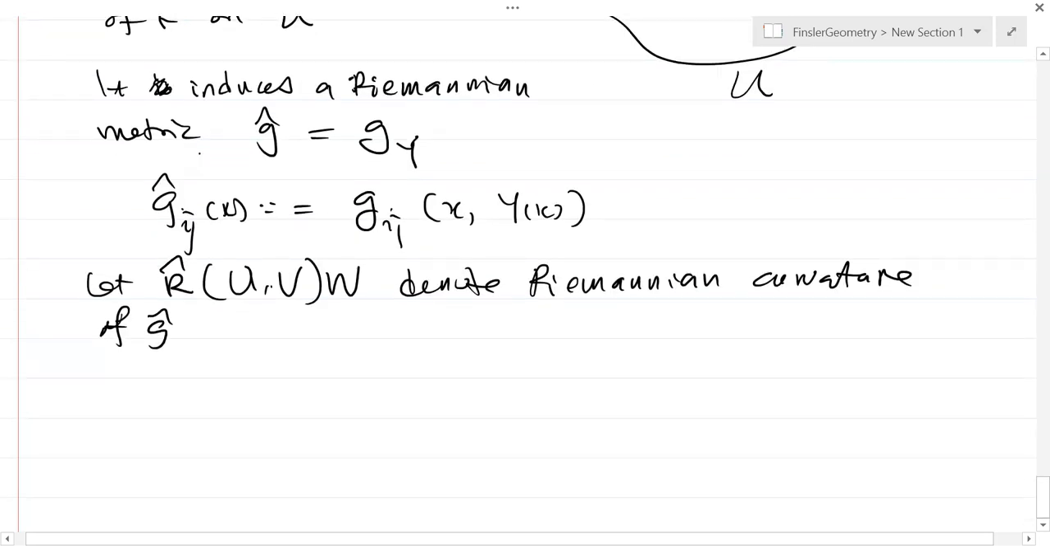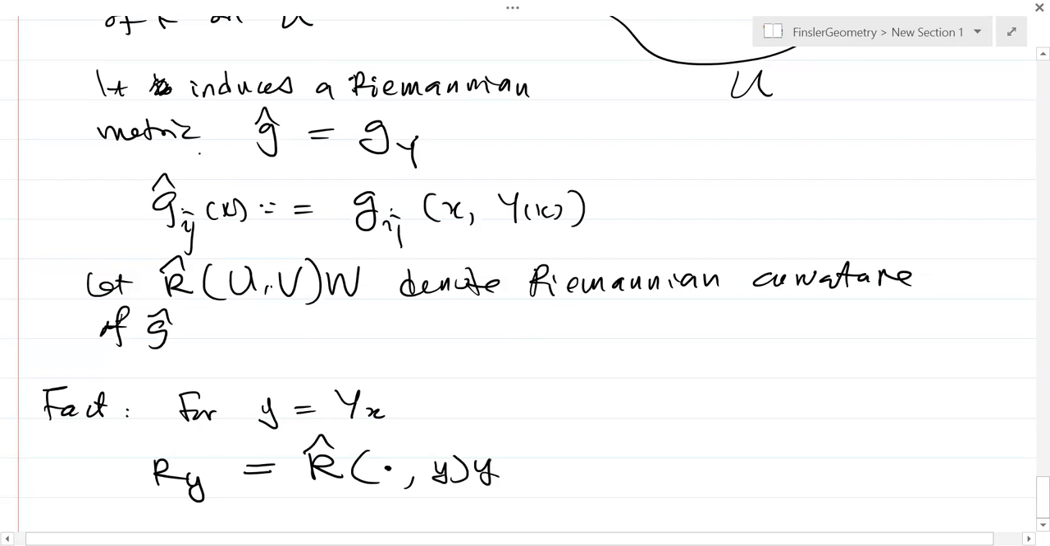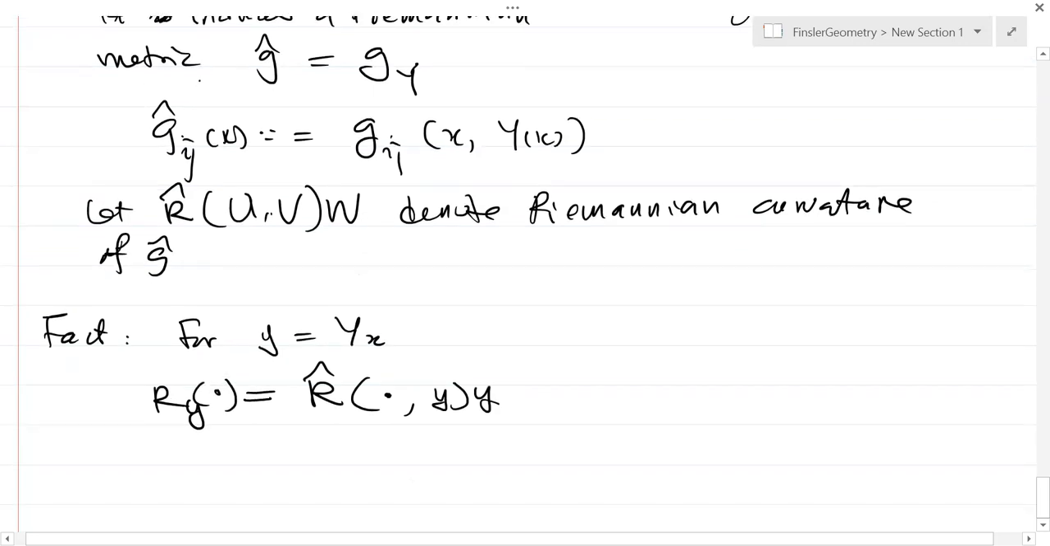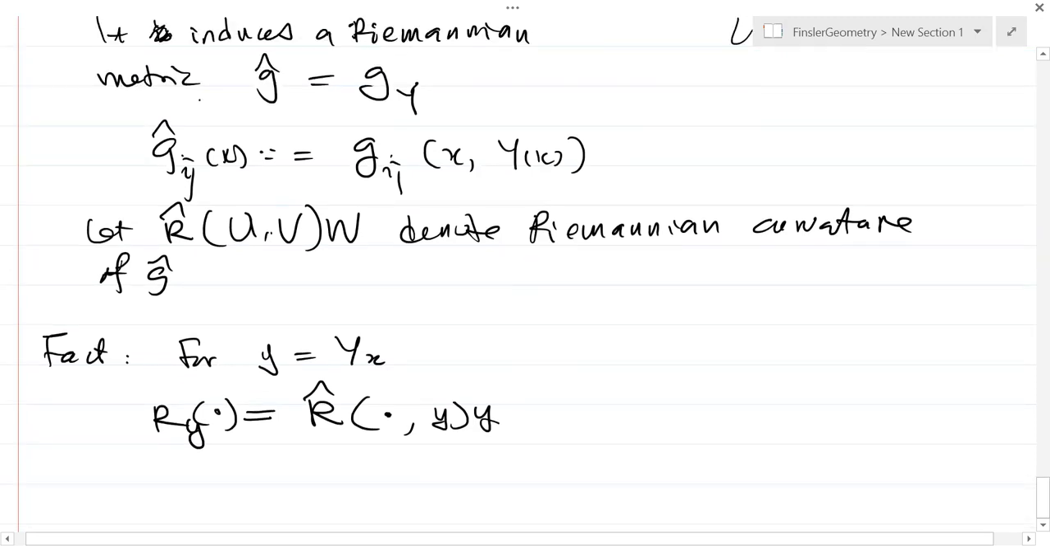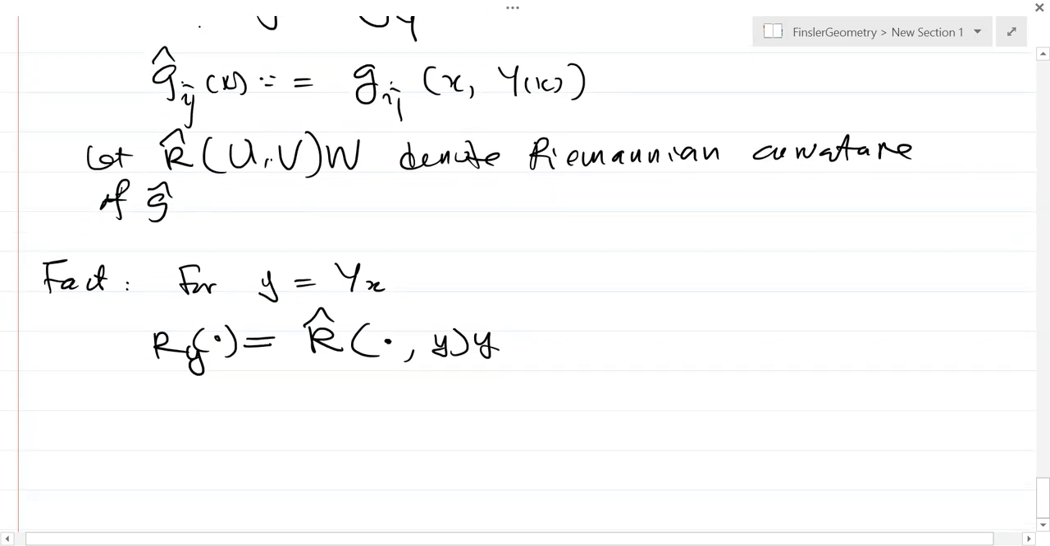What I want to say is, here's a fact: for the field Y, Ry is nothing but this. So we defined the Riemann curvature as a linear transformation using these differential forms on the tangent bundle, coming from the so-called Berwald connection. But now, as long as you know how to compute the Riemann curvature of a Riemannian metric, you can get the curvature for the Finsler metric.